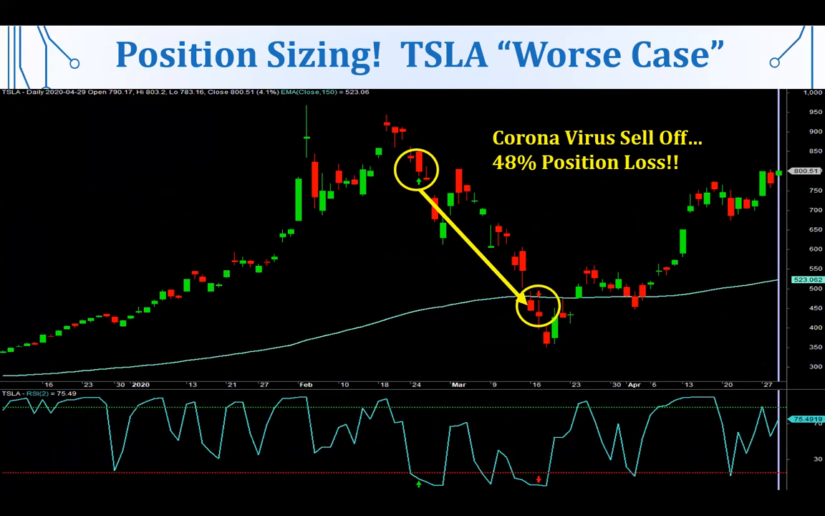While this specific trade had a 48% loss and the coronavirus sell-off was about 35% down, this strategy had about a 12% maximum drawdown during the same period of time. So even with this trade included.